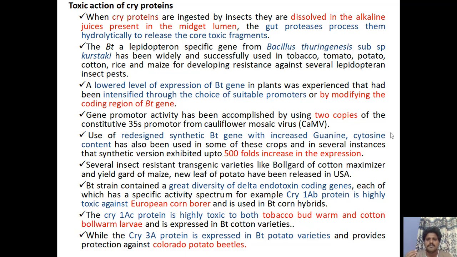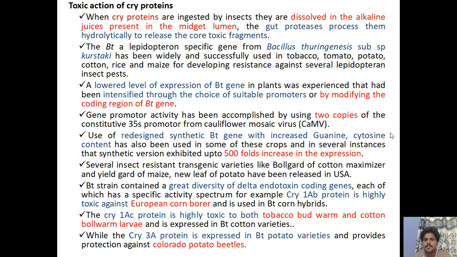A lowered level of expression of the Bt gene has been intensified through the choice of suitable promoters or by modifying the coding region of the Bt gene. Especially, using 2 copies of the constitutive 35S promoter, which is derived from cauliflower mosaic virus, has been shown to provide a very good result. Two copies, in the sense that we put in 2 copies of the promoter sequence, just like you make 2 copies of a Xerox. You know the operon concept very well, I hope. Promoter, operator, region, regulatory gene sequence, it is the same thing, it functions everywhere.